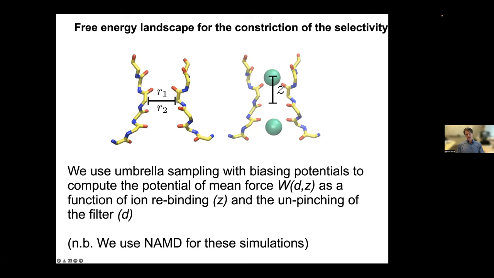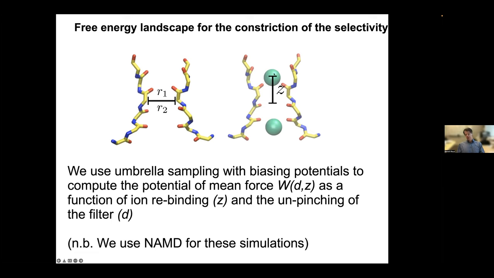So this distance is important. Now, the pore is a tetramer. So in principle, you have two distances because there are four subunits. You could do the two subunits across the diagonal or the two other subunits across the diagonal. So there are two distances.